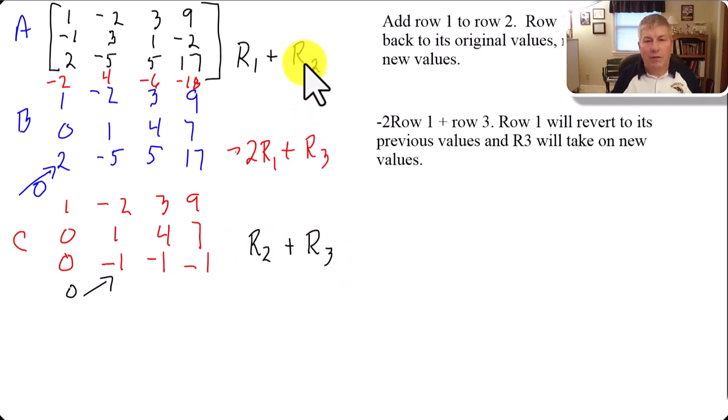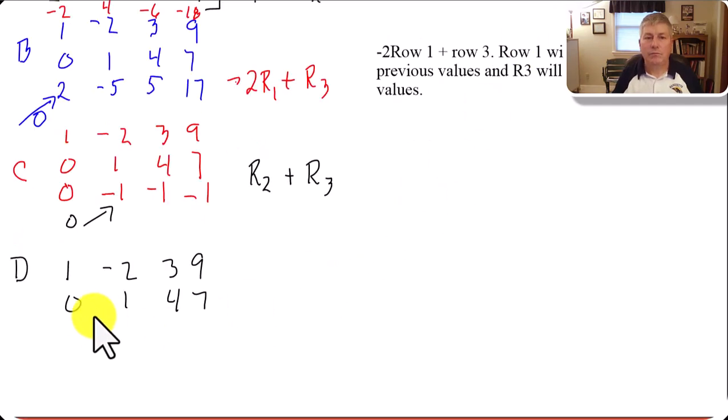So we're just going to take row 2 and add it to row 3. You'll notice here that what we're adding to always becomes our new row, and all the other rows go back to what they were. So in our matrix D now, row 1 will stay the same, row 2 will stay the same, and row 3 will take on those new values. So row 1 and 2 are the same, then row 3: 0 plus 0 is 0, 1 minus 1 is 0, 4 minus 1 is 3, 7 minus 1 is 6.